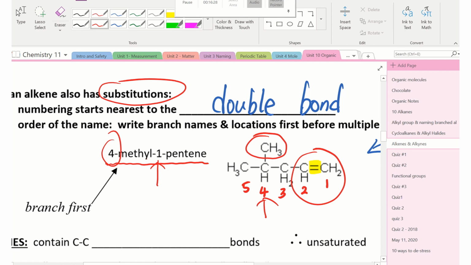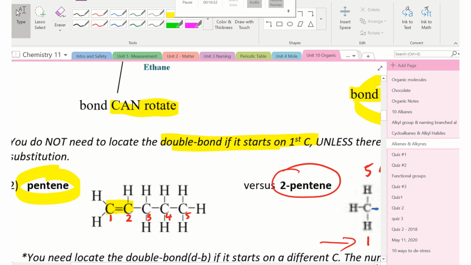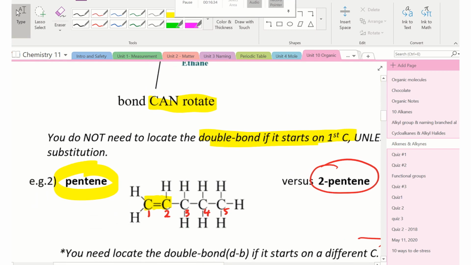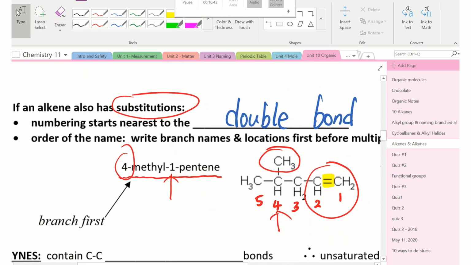So notice before, if it's just pentene like this, we don't call this 1-pentene. All right, because if you just say it's pentene, that means it's 1-pentene. Okay. But when there is substitution, like a side chain here with a methyl group, you have to add in the 1, okay, and then put the branch at the front, okay. I hope it makes sense.